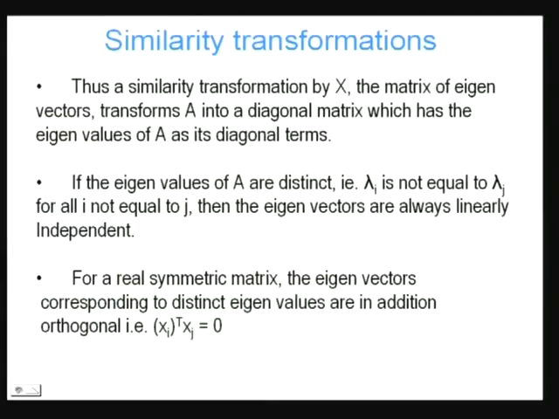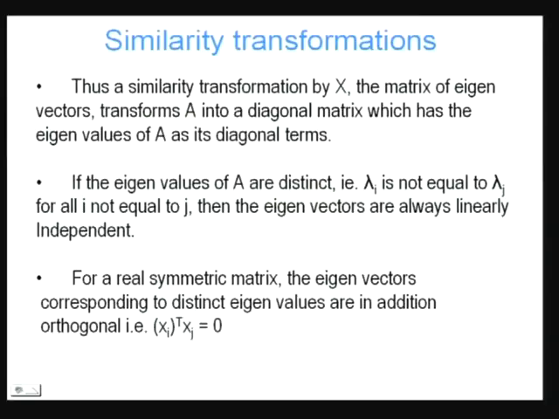terms. If the eigenvalues of A are distinct, that is, lambda i is not equal to lambda j for any i or j, then the eigenvectors are always going to be linearly independent. So if a matrix has distinct eigenvalues, that is, each of its eigenvalues is different from the others, then the eigenvectors are also going to be linearly independent. And we know that for a real symmetric matrix, the eigenvectors corresponding to distinct eigenvalues, in addition to being linearly independent, are also orthogonal. That is not true always, but it's only true for real symmetric matrices that the eigenvectors corresponding to distinct eigenvalues are mutually orthogonal.